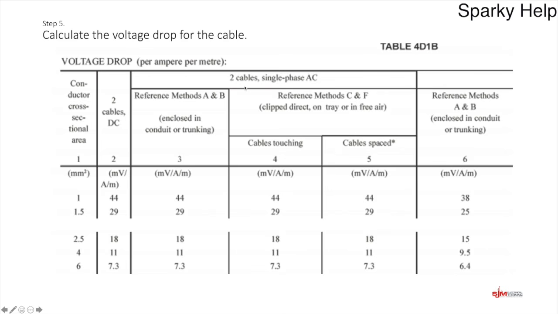But if it was single phase, which is the bit we're in, over here it would be 3-phase, so I've cut that bit off. So here's the single phase, and if it was enclosed in conduit and trunking, it would be 29 millivolts per amp per meter. What I say to all students is, see that figure there? That becomes a multiplier, because that's effectively your formula.